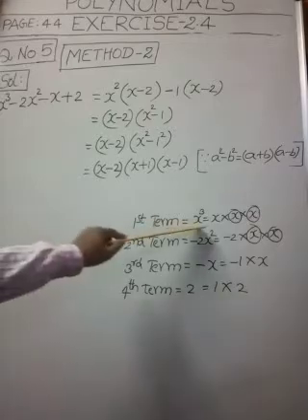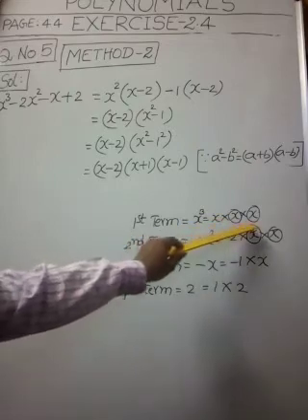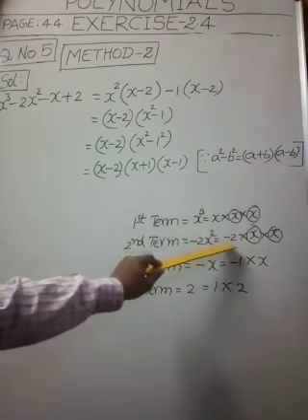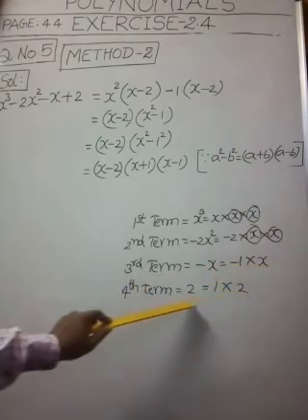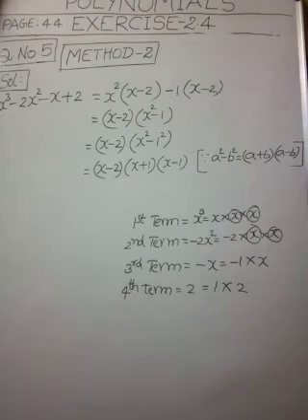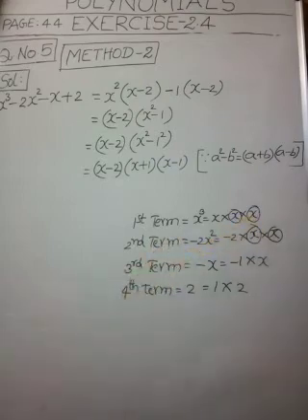Now we are writing the factors of every term. X cube can be written as x into x into x, minus 2x square can be written as minus 2 into x into x, minus x can be written as minus 1 into x, and 2 can be written as 1 into 2. We wrote the prime factors of each and every term. After that, if you observe the first two terms, x into x, these are the common factors. It means x square is a common factor for the first two terms.